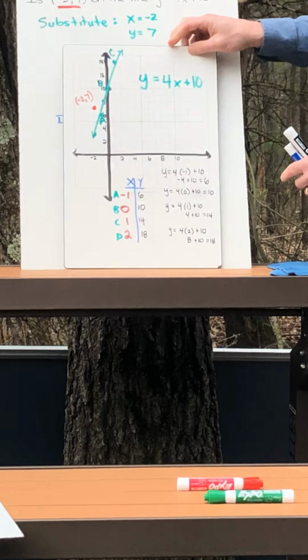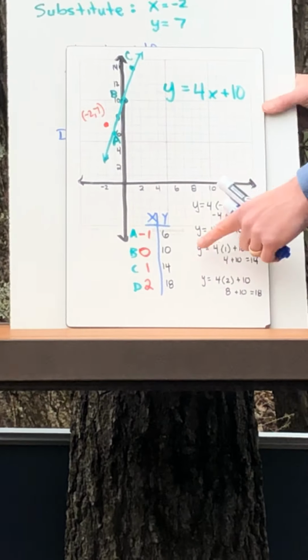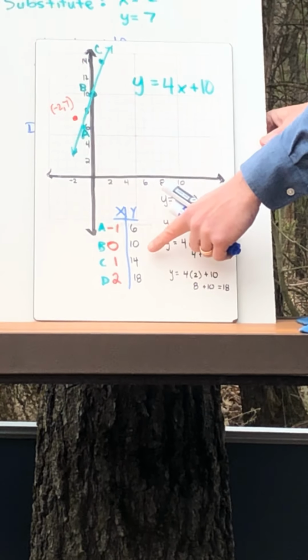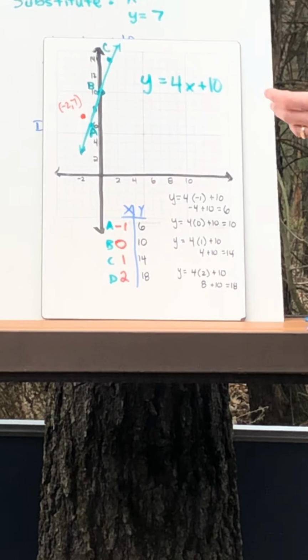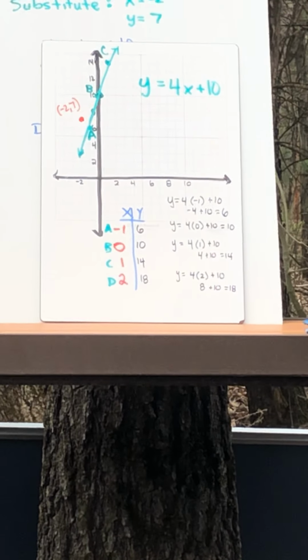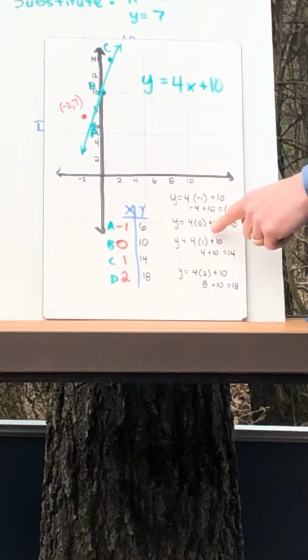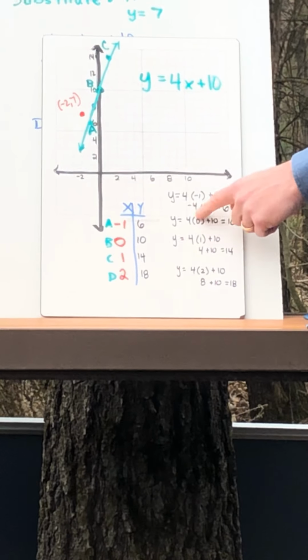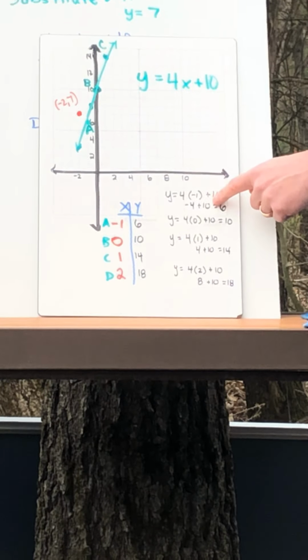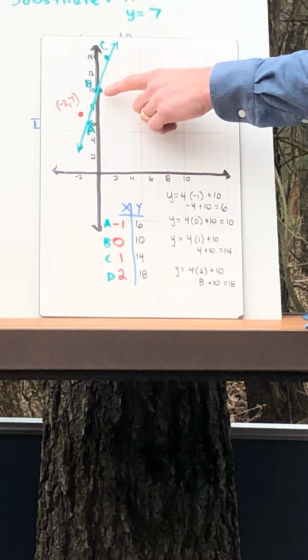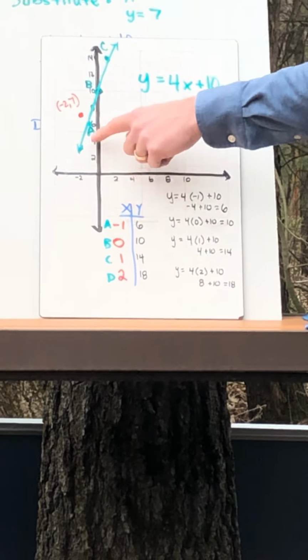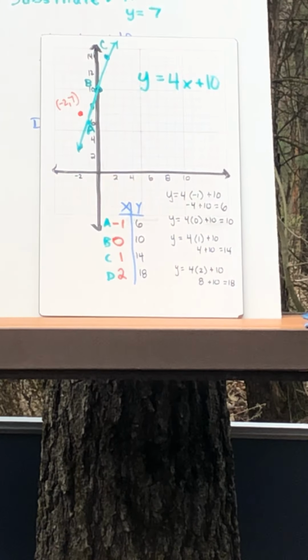To graph y = 4x + 10, we did a T-chart. We put in the negative 1, 0, 1, 2. Those are the numbers we typically use, so we stay close to the origin. And when I put a negative 1 in for the x, I did 4 times the negative 1, got negative 4, added 10, and got 6. So when x was a negative 1, y was 6. So I graphed negative 1, up 6, and put a green dot right there.